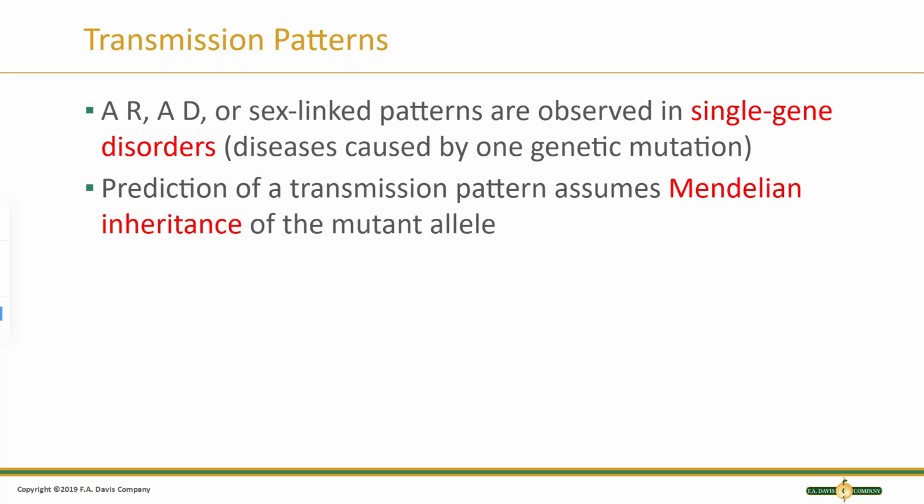Transmission patterns, AR or AD, so autosomal recessive, autosomal dominant, or sex-linked patterns are observed in single gene disorders, diseases caused by one genetic mutation. Prediction of a transmission pattern assumes Mendelian inheritance of the mutant allele.